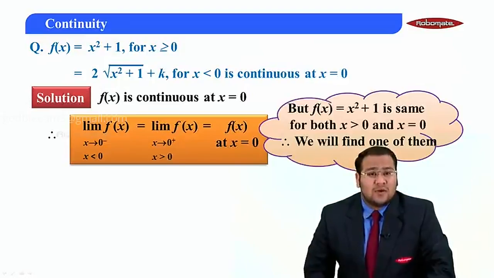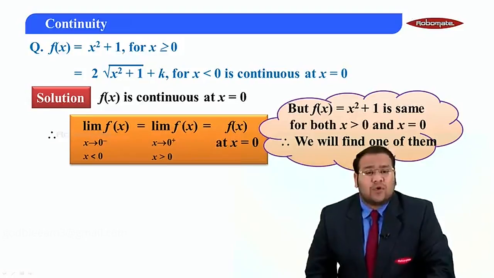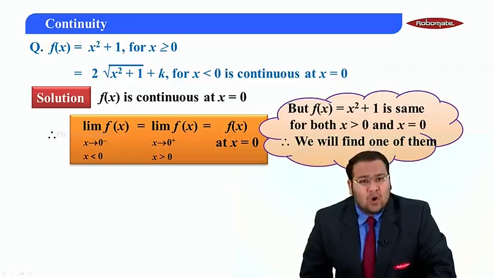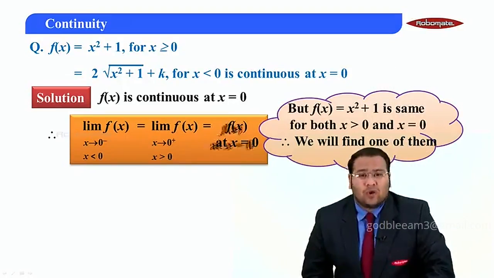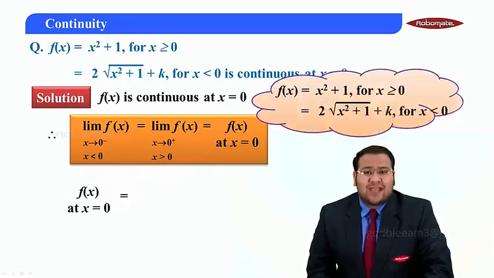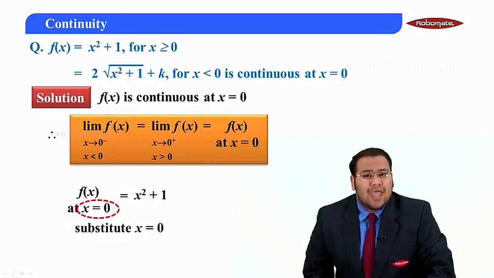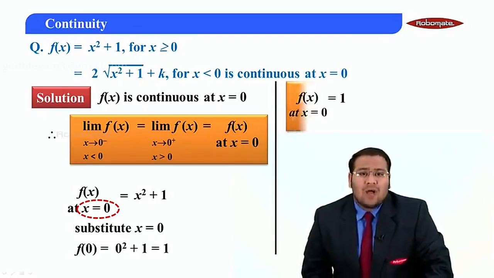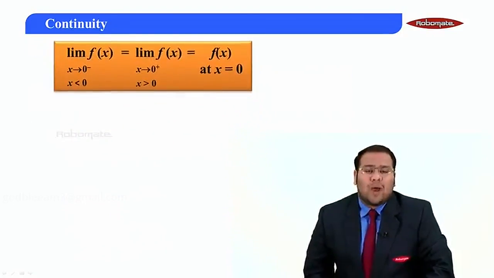But in this case, mark this point, very important. F of x, which is equal to x square plus 1, is same for both x is greater than 0 and x is equal to 0. So hence we will find only one of them. F of x at x equal to 0. In this case, when it is equal to 0, it is x square plus 1. So substituting x as 0, the equation would be 1. So I can say the f of x at x equal to 0 is nothing but 1.